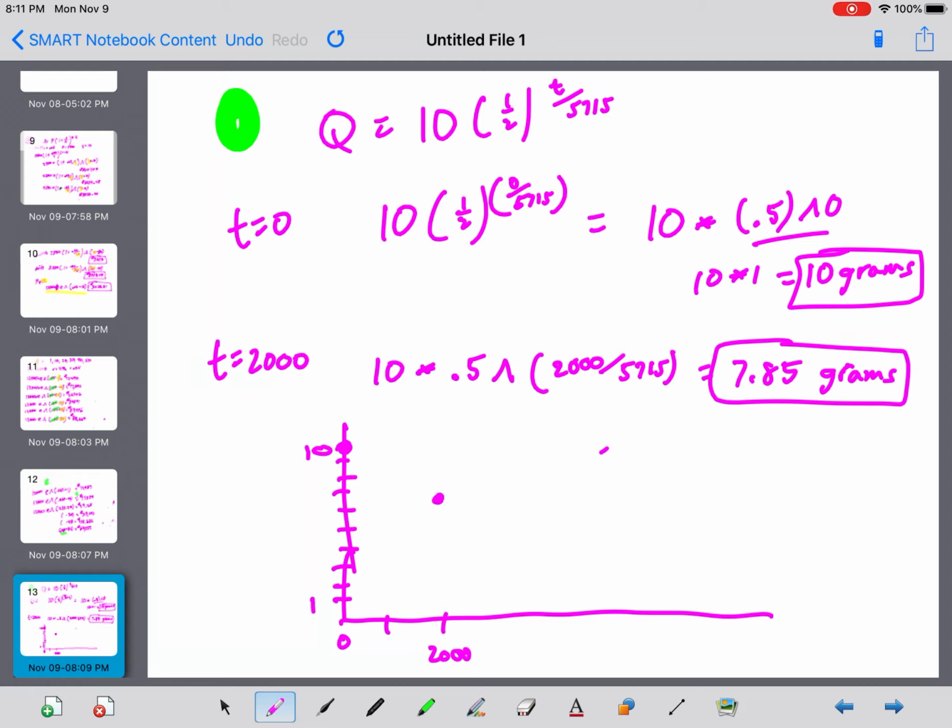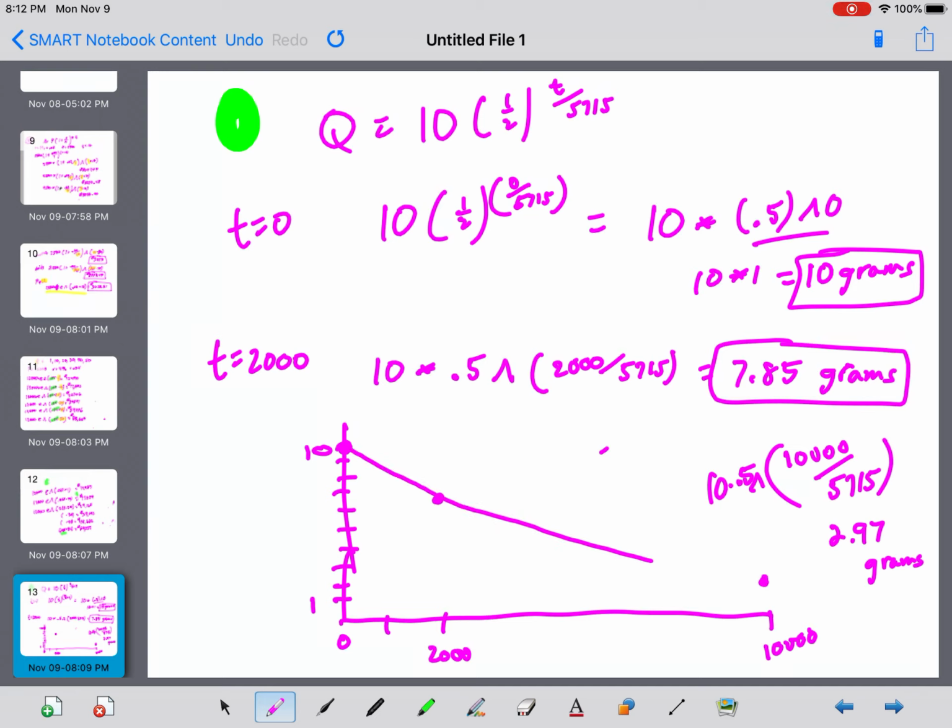And now I did it one more time. I did 10,000 years, because they want you to do 10,000 years out. So I did 10,000 divided by 5,715, and I did 10 times 0.5 raised to that. And even after 10,000 years, there's 2.97 grams left. So at 10,000, you're still just underneath 3. So it is going down on a curve, but it's a pretty shallow curve. All right, that's your exponential decay.